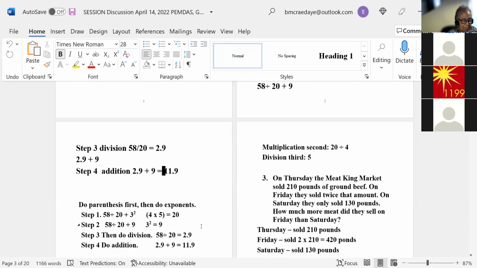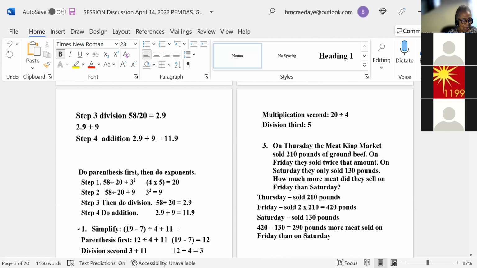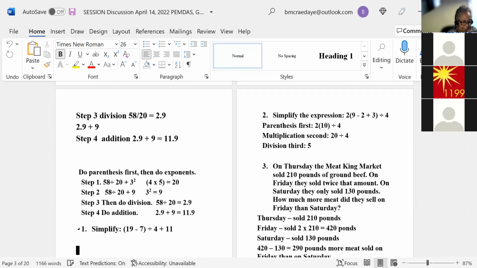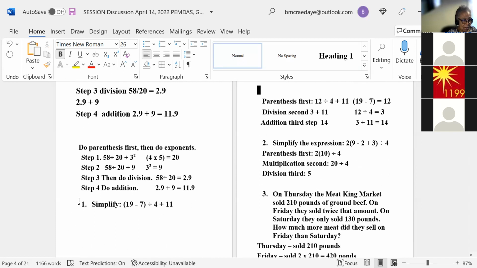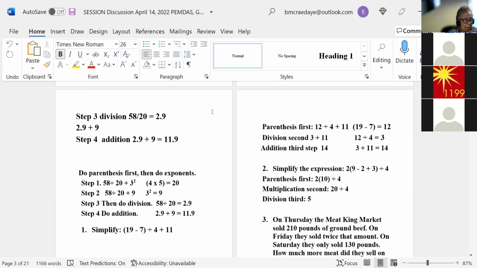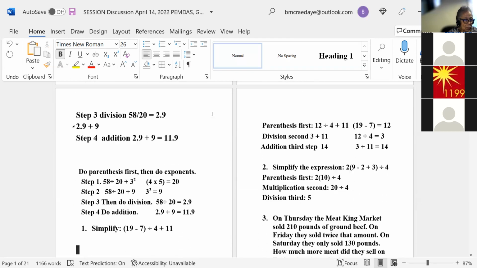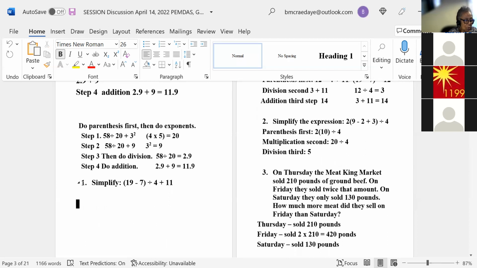Okay, that was actually number 1. Do this one, same thing. Tell me what answer you get for this one. Simplify 19 minus 7 in parentheses, divided by 4, plus 11. Just tell me your answer. Did I call that one number 1? So this is really number 2.